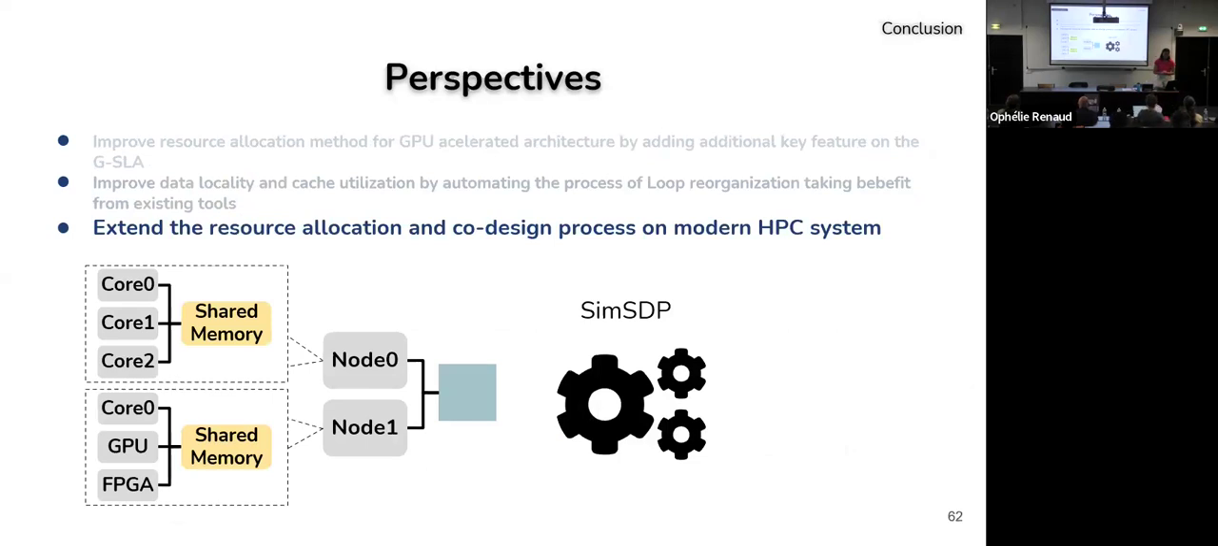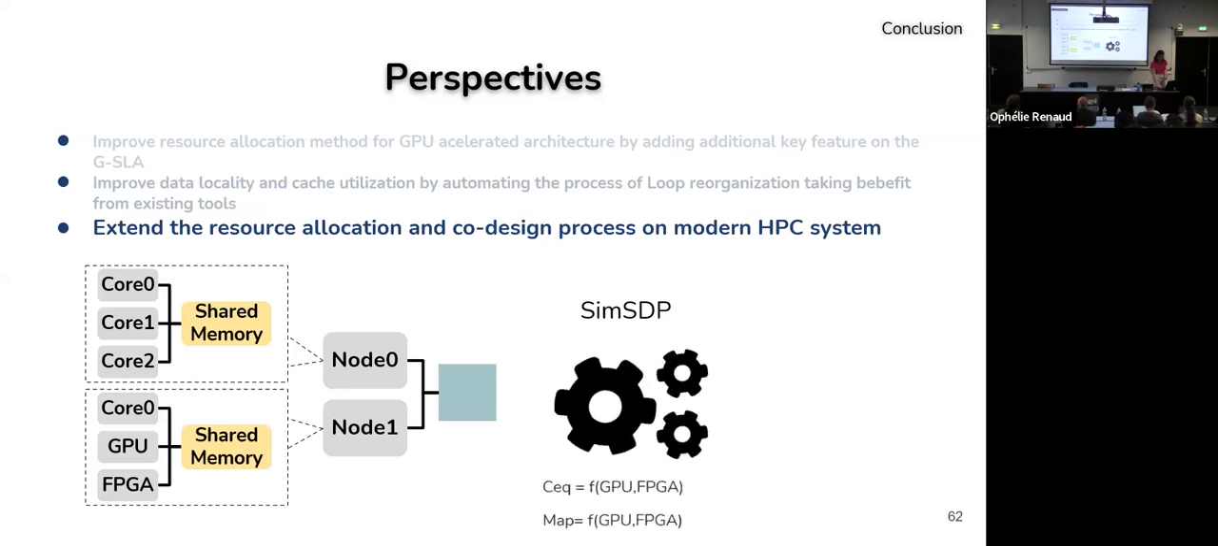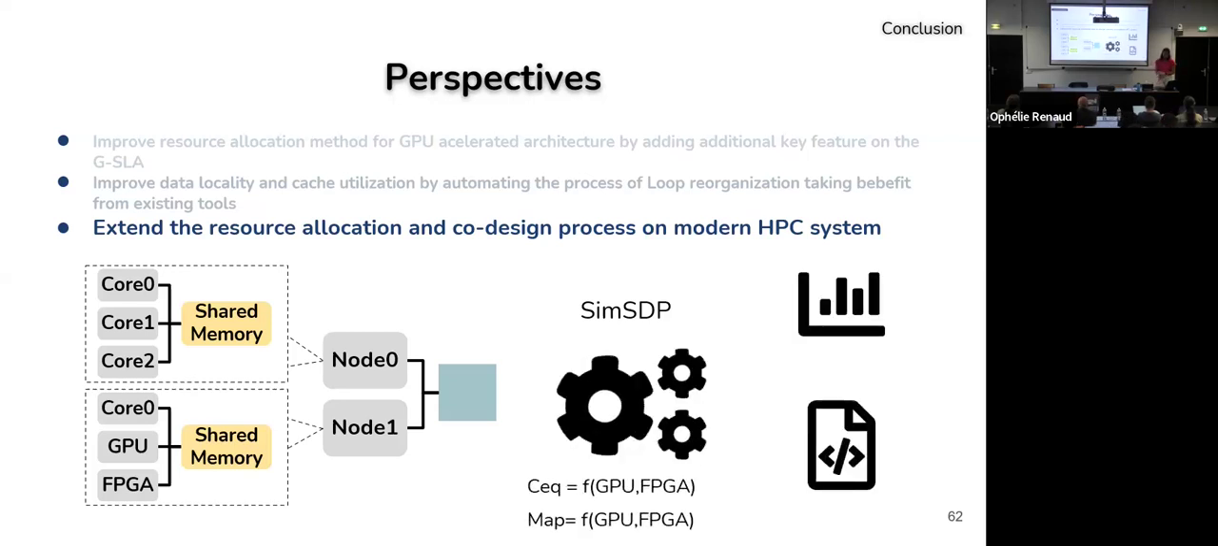And finally, as future work, we could extend the resource allocation and co-design process to modern HPC systems composed of GPU and FPGA. To do so, we could compute the number of equivalent cores of GPU and FPGA, and then consider mapping restrictions to map and partition the application on GPU or FPGA and others.